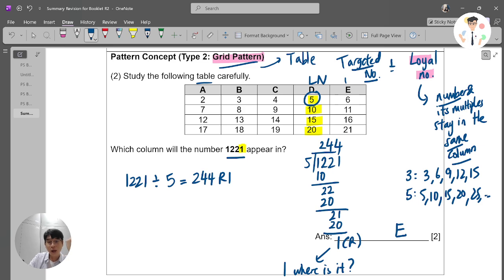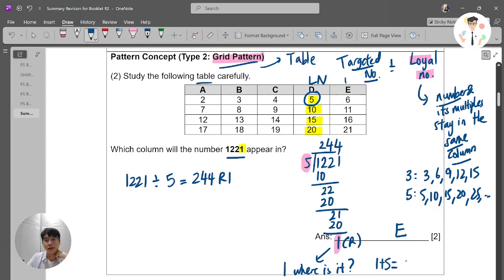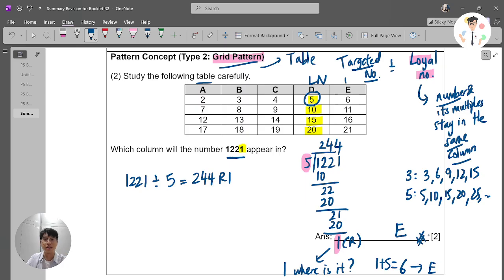Or another way to do that is like this. Now, this is important. Sometimes you might not see the number in the table, so it's a bit hard to find out. But what you can do is, you can just use this remainder 1 plus the number 5 here. Okay, again, whatever number here plus here. So 1 plus 5 is what? 6. And where is 6? 6 is in column E. That's why the answer is column E.